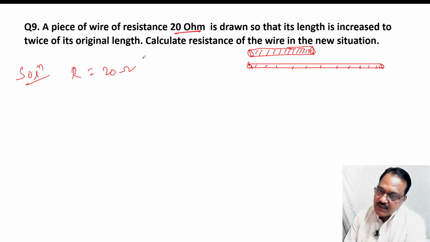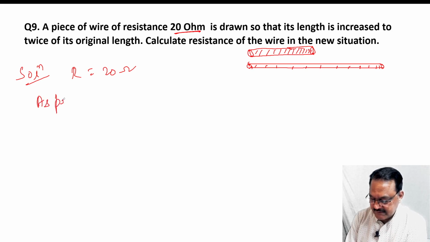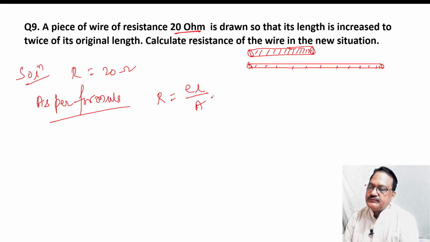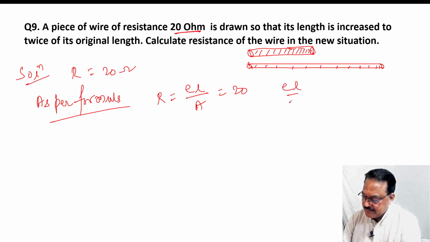Okay, fine. And as per the basic formula, what can we write here? R equal to rho L by A. Whatever value is given, we can write here. What is the value of R? R value is 20 ohm. We can write here 20, meaning rho L by A is equal to 20.